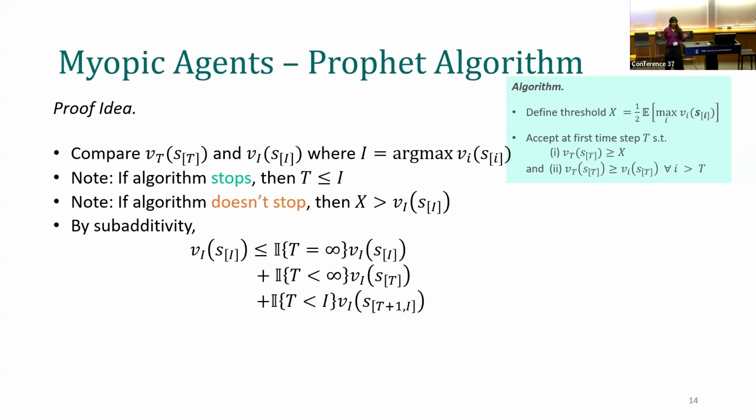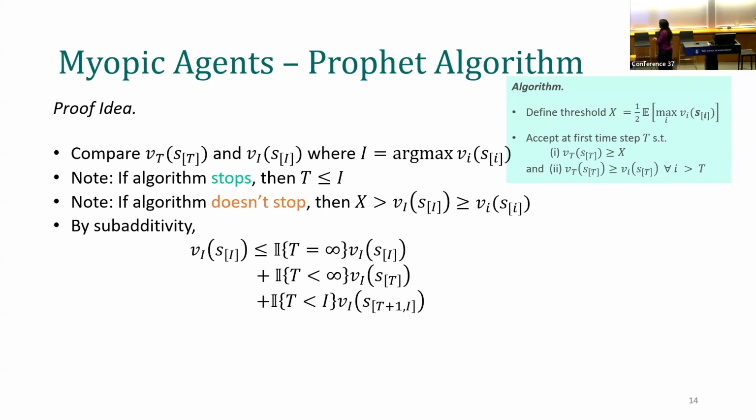The algorithm is going to stop at some agent, right? But if the algorithm doesn't stop, that means that the optimal agent did not have a value greater than the threshold, their value was strictly less than the threshold. In fact, every agent's value is strictly less than the threshold. We're just going to use these two observations along with the fact that the valuation functions are subadditive. So I'm going to split the value of agent i into three different terms. The first term is just, when the algorithm doesn't stop, their value. The second and third terms just use subadditivity, partitioning the signal set into before time t and after time t.